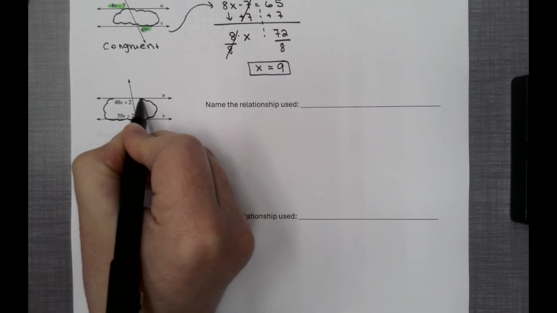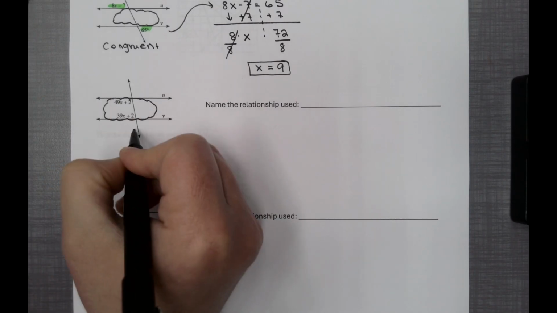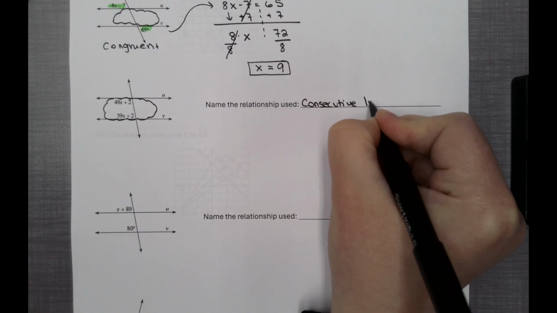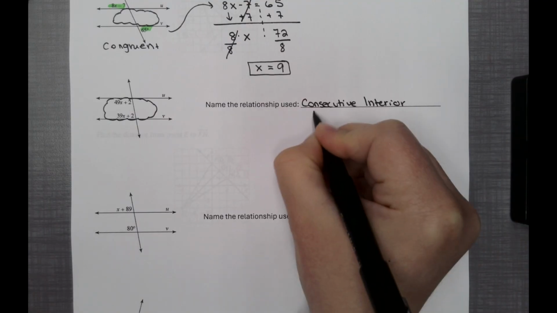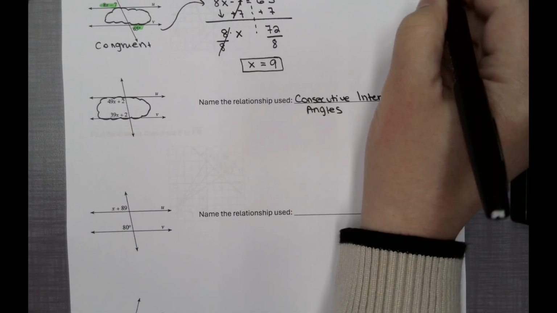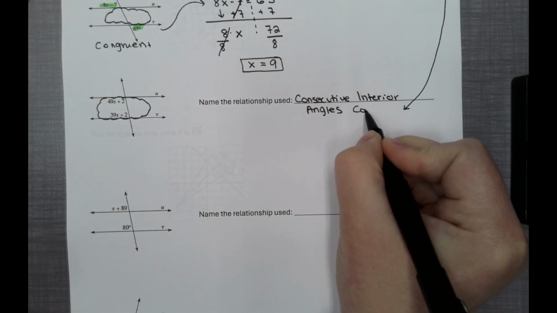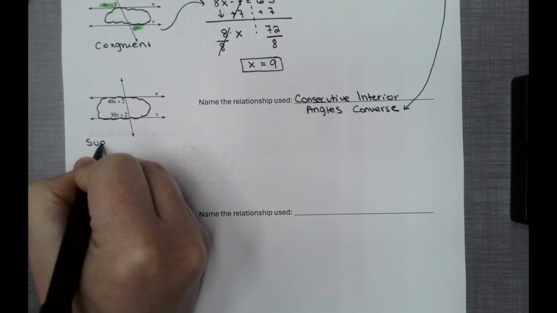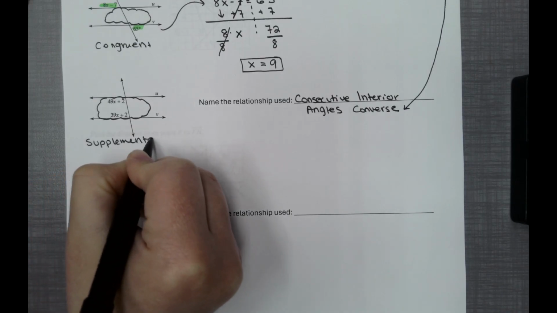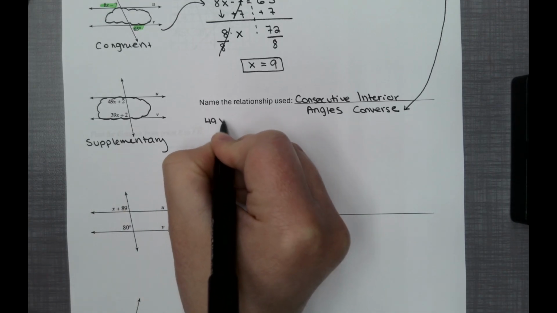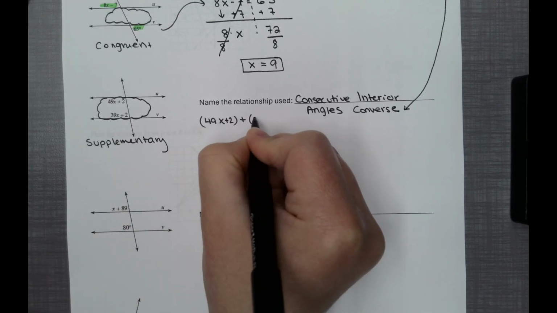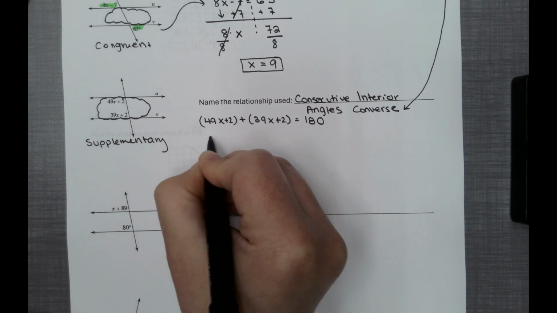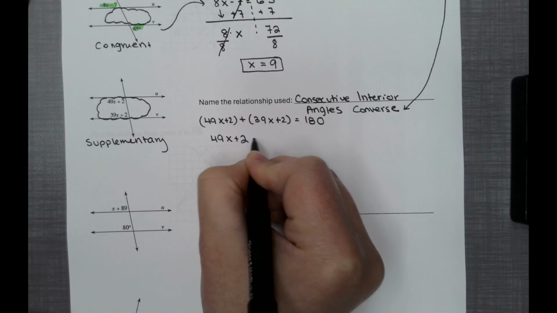Here's our interior thinking bubble. Okay, so these are both on the inside on the same side of the transversal. These are consecutive interior angles. And again, we're trying to prove parallel lines, so we got to write the word converse. Consecutive interior angles are supplementary. So we're going to say 49x plus 2 is adding to 39x plus 2, and that's equal to 180 degrees. Drop the parentheses, combine like terms, and solve for x.